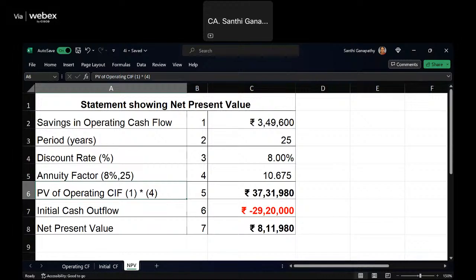So is it clear? Annual operating cash flow, that is the savings which we have, that's for a period of 25 years. Apply the annuity factor, get the present value of operating cash inflow, deduct the outflow, get the net present value.